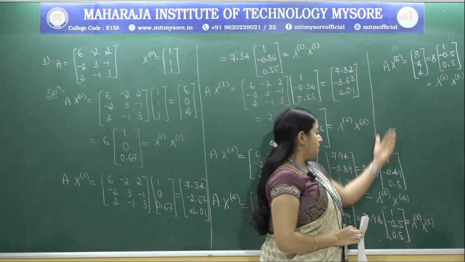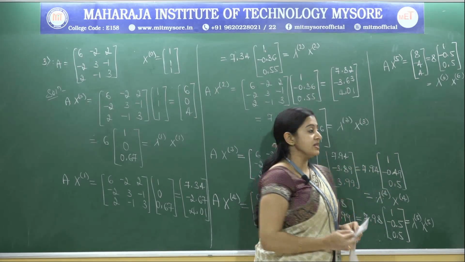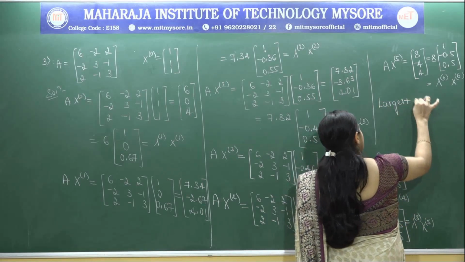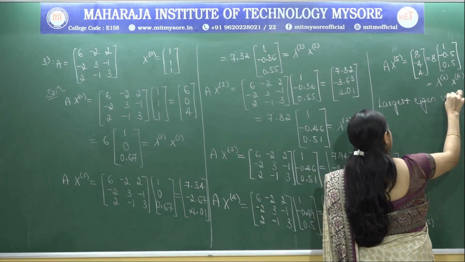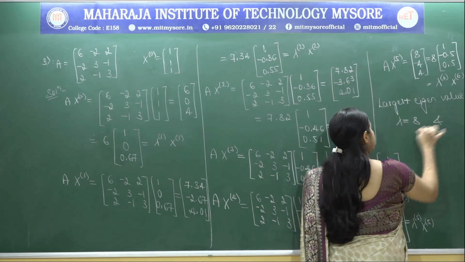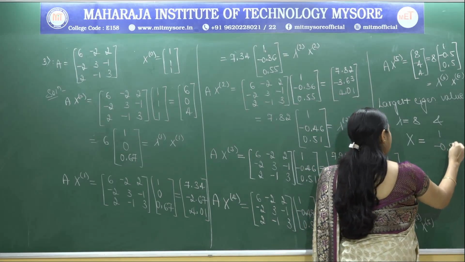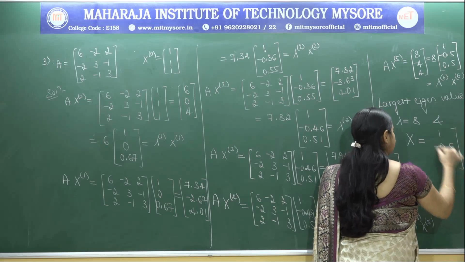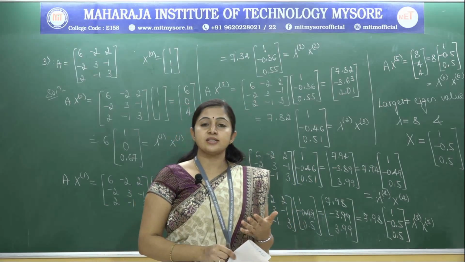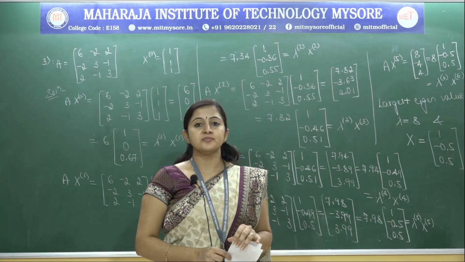And since in the previous term it is 7.98 and now it is 8, both are approximately the same. So you can conclude that the largest eigenvalue is lambda equals 8 and the corresponding eigenvector is 1, minus 0.5 and 0.5. So this is the procedure to find the largest eigenvalue and the corresponding eigenvector using the Rayleigh's power method. Thank you.